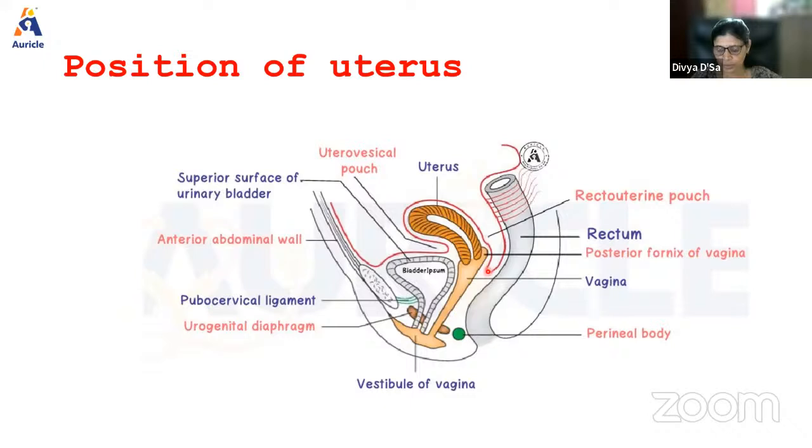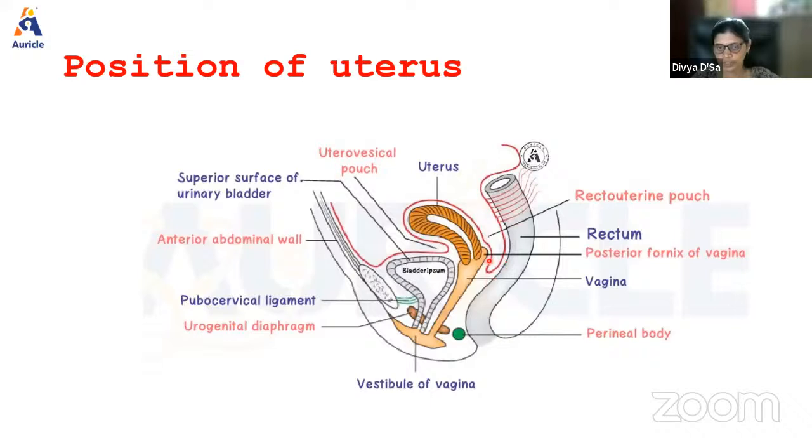The floor of this pouch lies about 5.5 centimeters above the anus, and 7.5 centimeters from the external orifice of the vagina. So from here to here it is 7.5 centimeters, and from the anus it is 5.5 centimeters.